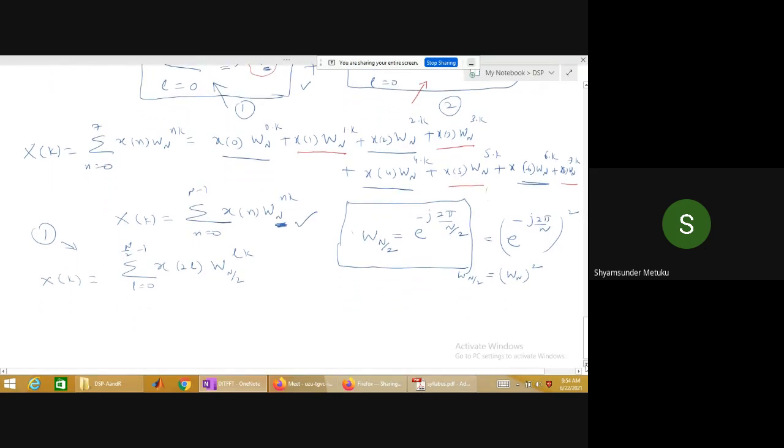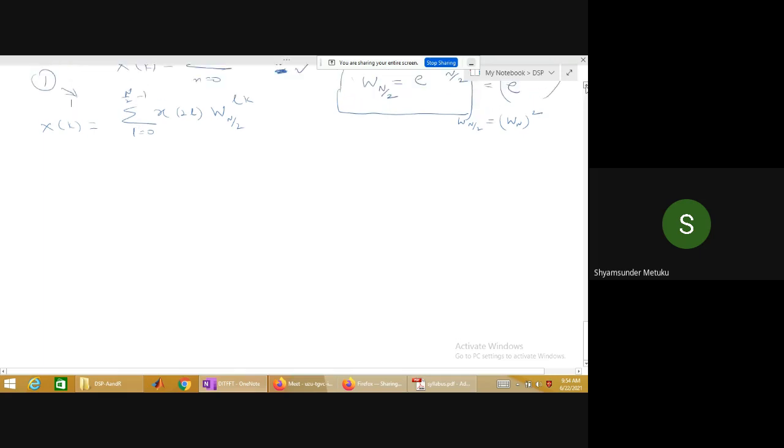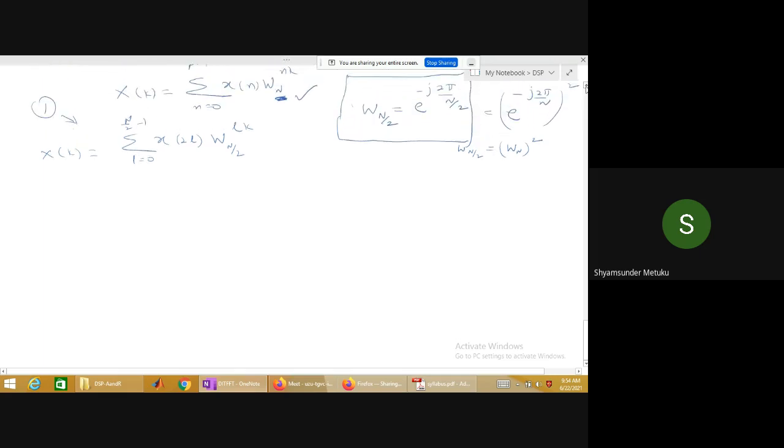Okay, fine. Now, after replacing W n power 2 with W base n by 2, can I consider this a standard DFT? Standard DFT of how many points? N by 2 points. Very good. DFT of n by 2 points.